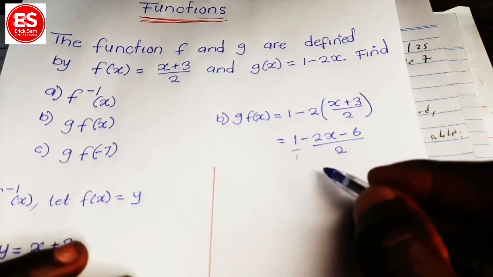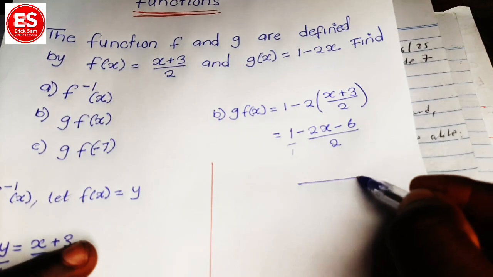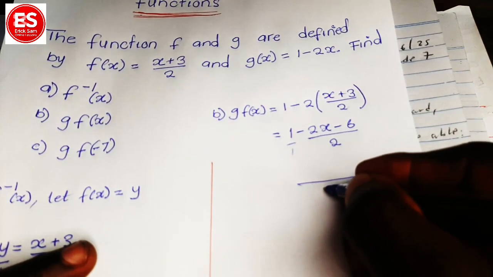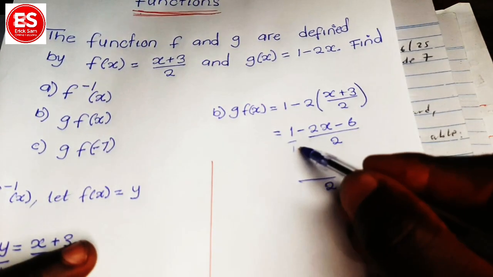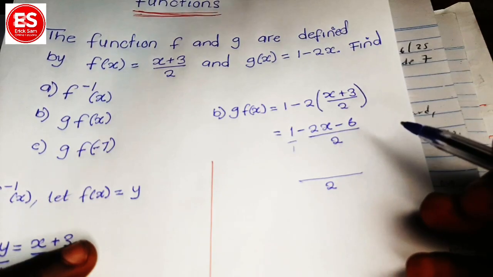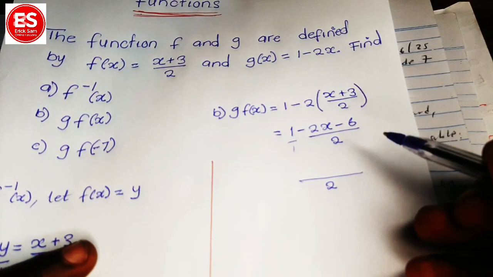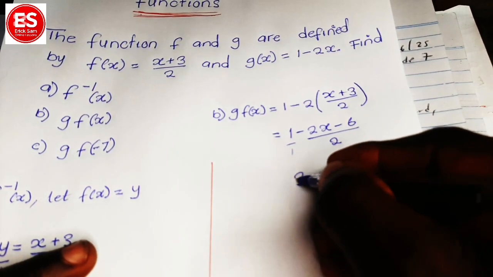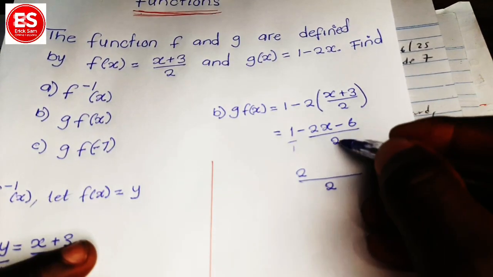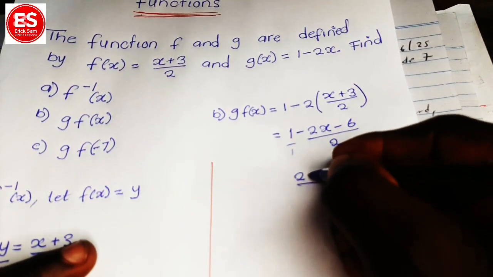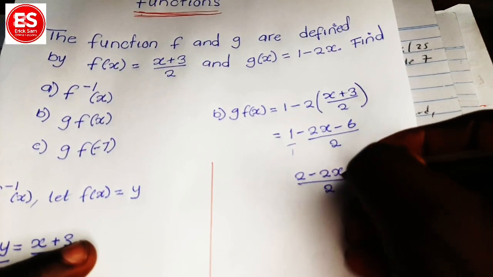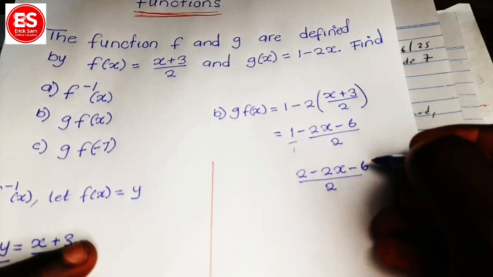Then you're going to say the common denominator is 2. 1 into 2 is what? It's going to be 2 times 1, which is 2 there. Then 2 into 2, it's the same thing up there. All right, so you're going to say minus 6.